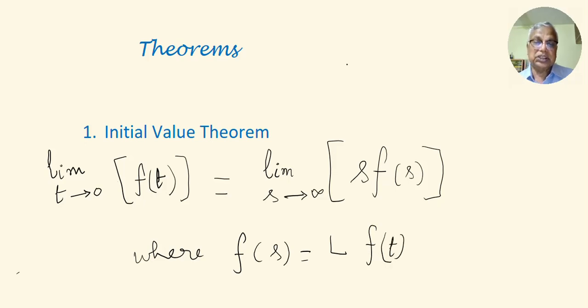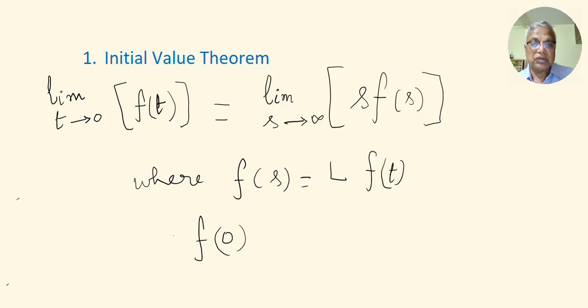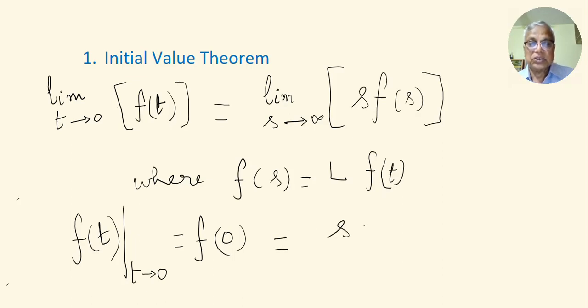Therefore, to use this theorem, the function f of t must be Laplace transformable. This theorem simply gives the initial value of a function. That is, if you want to know the initial value f of 0, which is nothing but the function f of t evaluated at t tending to 0, then by this theorem it equals s into F of s, with s tending to infinity. So this is the meaning of this theorem.